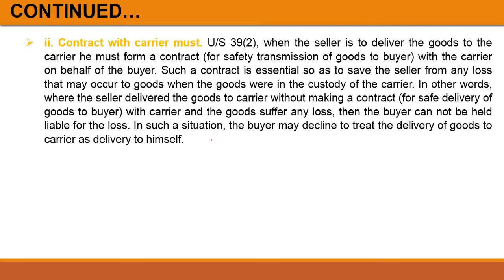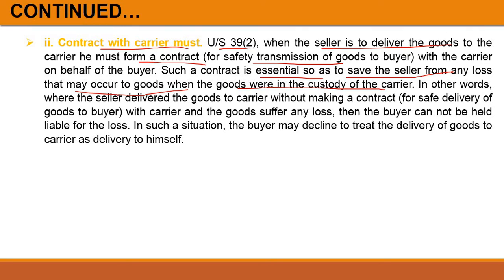Now, the second possibility is that a contract with the carrier is a must. Section 39 subsection 2 says that when the seller is to deliver the goods to the carrier, he must form a contract related to this, so that safety is ensured and the goods are safely transmitted to the buyer. So with the carrier he has to make a contract. Such a contract is essential so as to save the buyer from any loss that may occur when the goods are in the custody of the carrier. So he can create a contract like that. If anything happens to the goods, the buyer will not be responsible, you will be responsible.